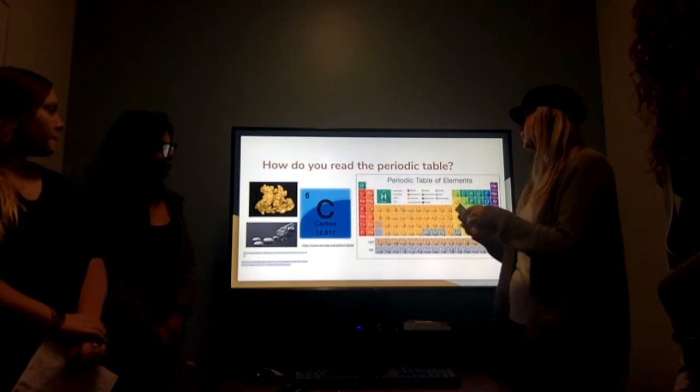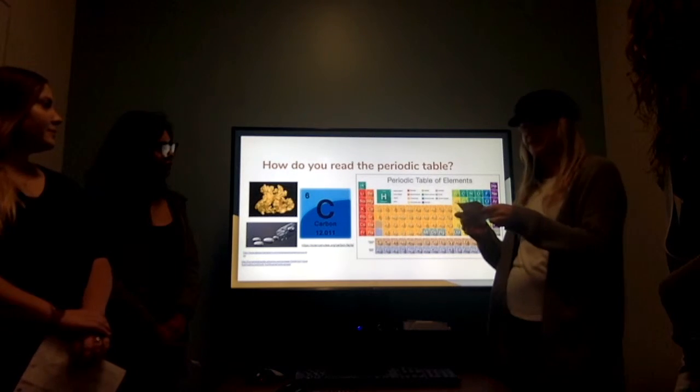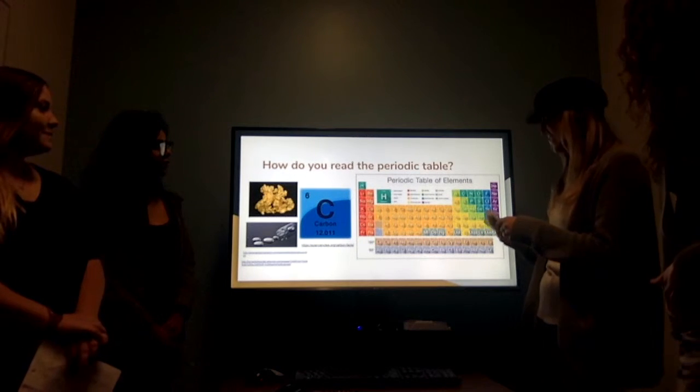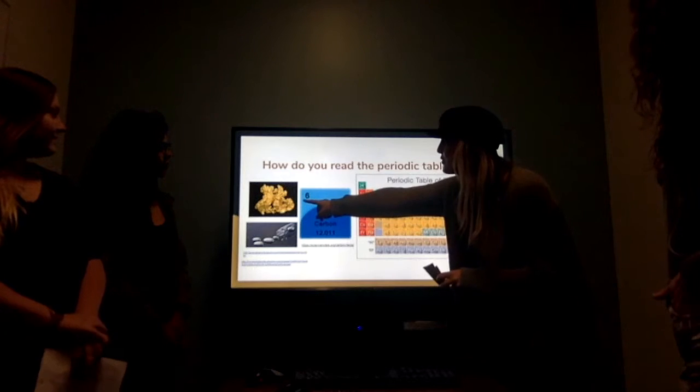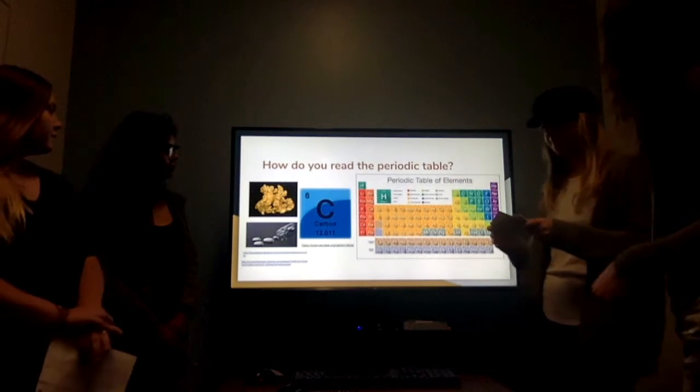Each vertical column is called a group, and each horizontal row is called a period. These are some examples of elements. You have gold right here in its pure form, and mercury, which you can find in old thermometers.